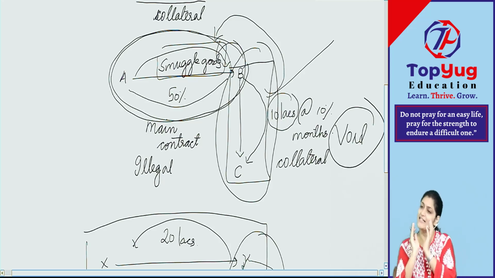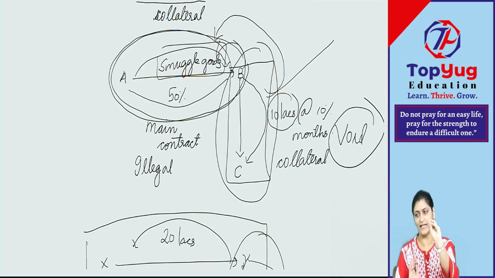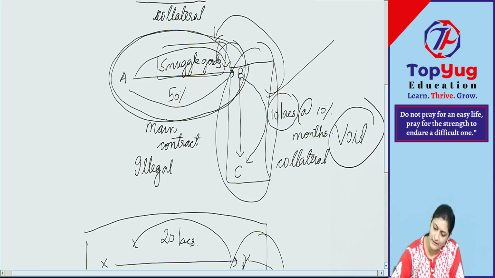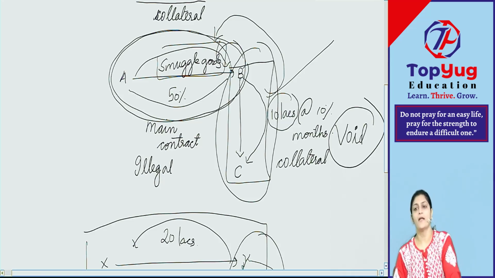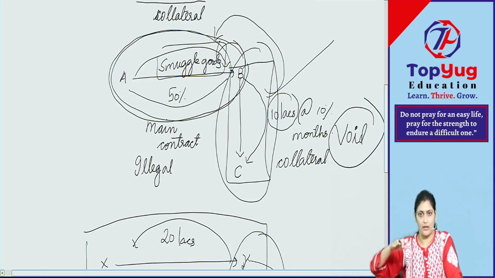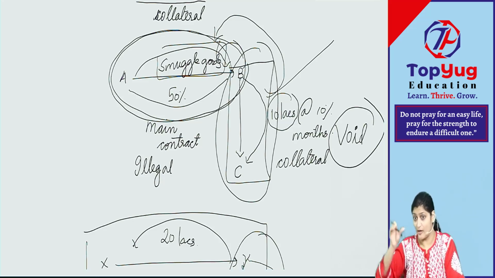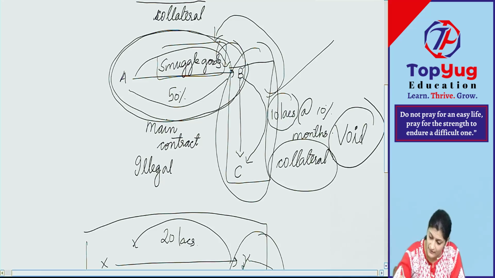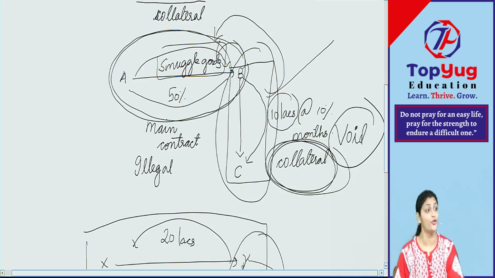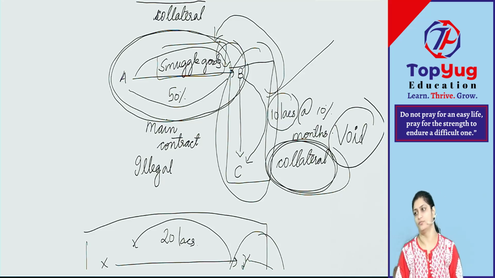I know what sort of doubts students get, and I will clarify that doubt also. See here, what the law is saying: you are entering into a contract to do something against the law. That supporting contract is supporting you to do something which is illegal, something which is against the law. So we are not going to support you.